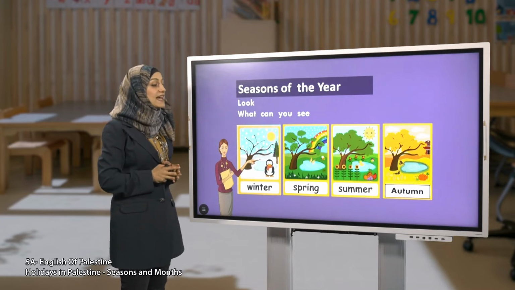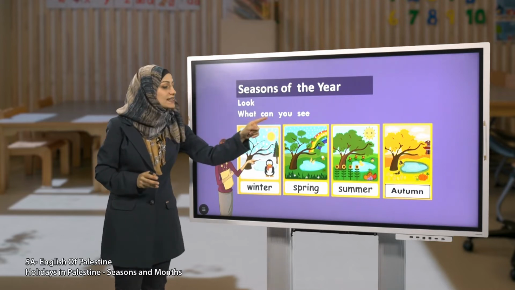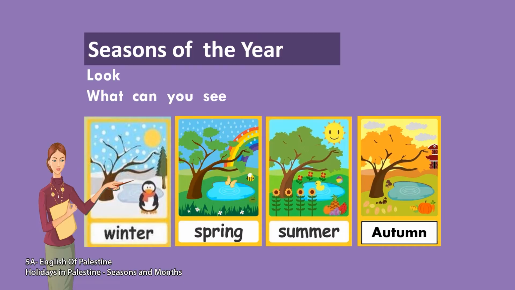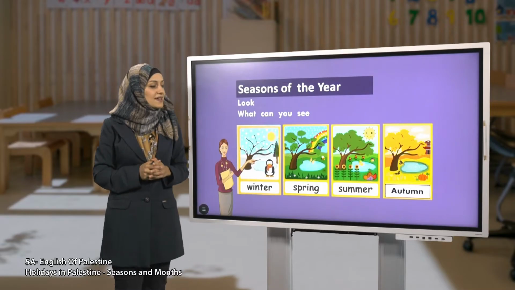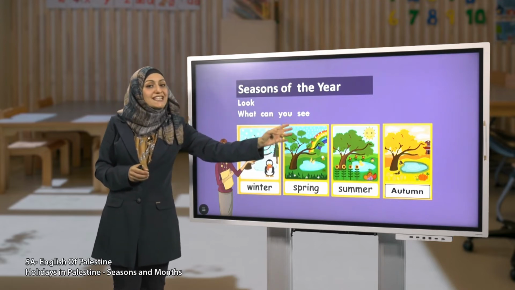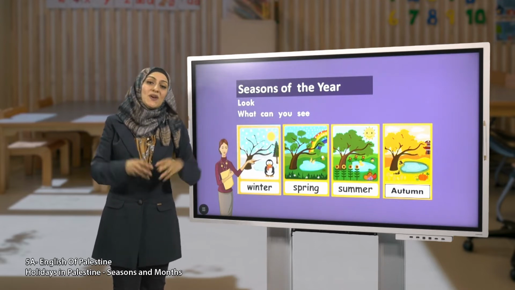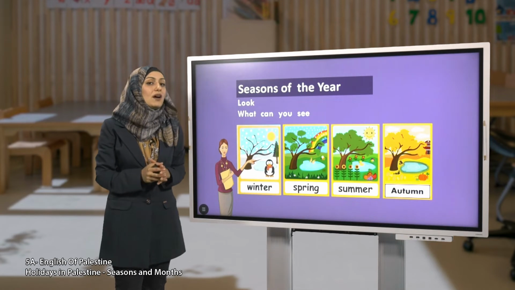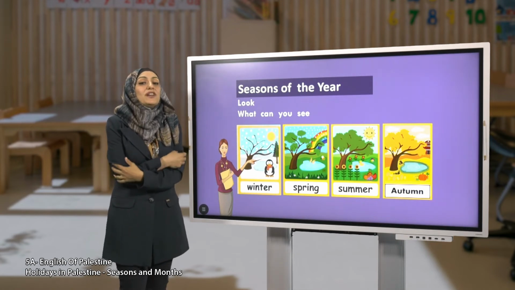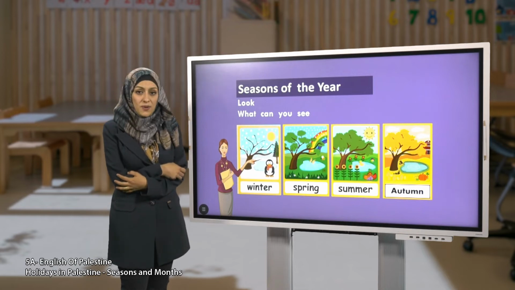Excellent, student. And now let's look at the last season. And it is autumn. What happens in autumn? It's the season when the leaves of the trees become yellow and they start to fall. It's the season in which we start to feel that we are cold.